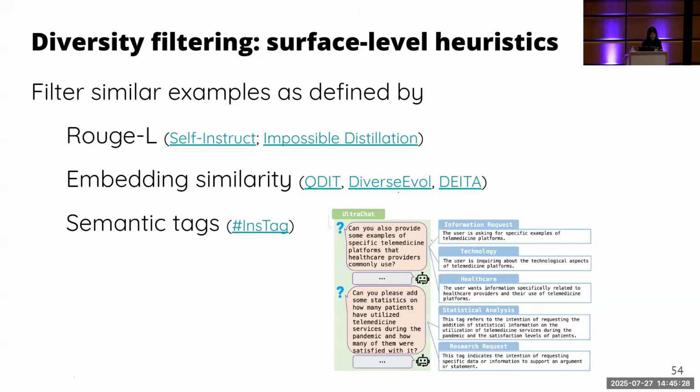You could also tag the examples with semantic attributes. So in this paper, what they do is given like an instruction example like this, you can tag it as, okay, this is an information request. This is about technology. It's about healthcare. And then within each tag, maybe there's only a certain amount of data that you actually want to keep. So you can ensure that you have like a diverse representation of tags, but you don't want to have too much data within each tag.